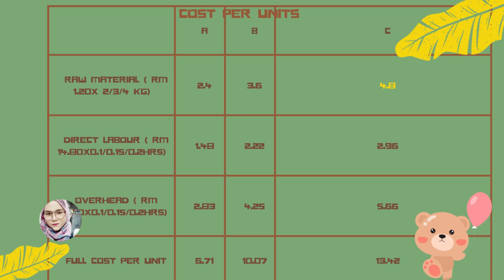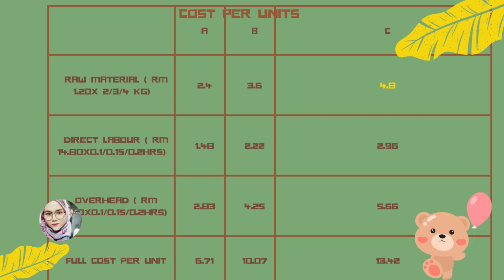How about overhead? RM 28.30 times 0.1, 0.15, or 0.2 hours. For product A, we got 2.83. For product B, we got 4.26. For product C, we got 5.66.